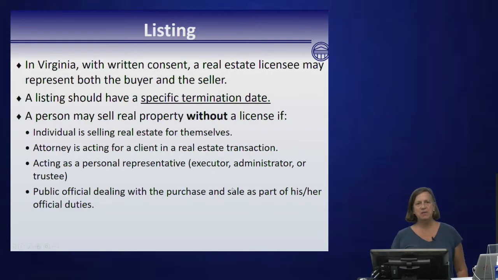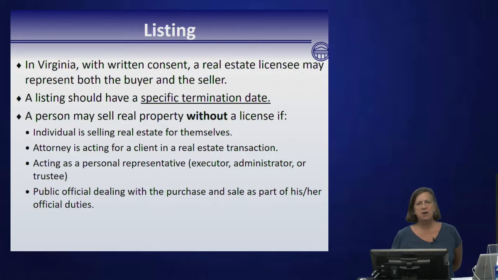The listing agreement itself. In Virginia, with written consent, a real estate agent may actually represent both a buyer and a seller. I have a problem with this because it's a dual agency, and I don't know how you can represent both a buyer and a seller who have differing interests, but you can with full disclosure. Couple things for you to remember. Your listing agreement should have a specific termination date, a specific date.